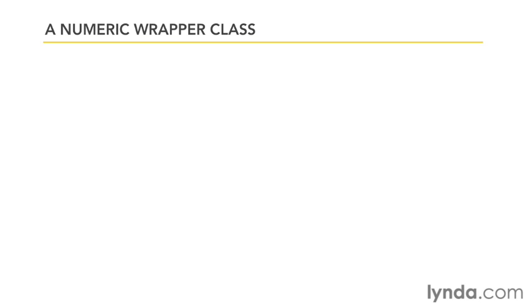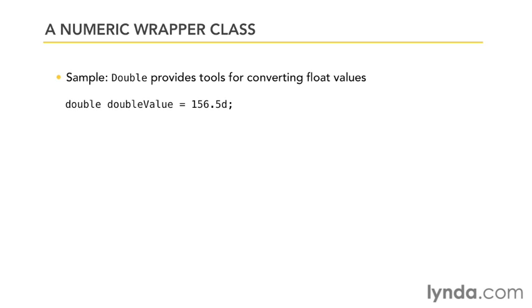Here's an example. The Double class provides methods and other tools for converting and managing double values. Let's say you started off with a literal double value of 156.5d, and you assigned that to a primitive variable of type double. In order to convert it, the first step would be to create an instance of the Double class. This would be the syntax. The data type has Double with an uppercase D, which means the helper class and not the primitive. I'm constructing an instance of the Double class and passing in the primitive value.